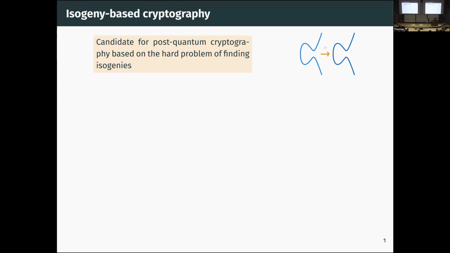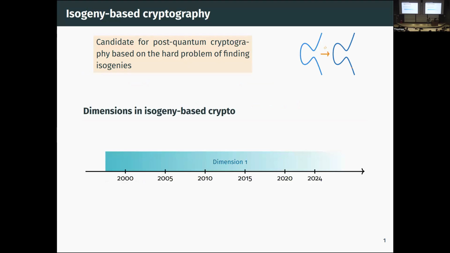Isogeny-based cryptography is one of the proposals for post-quantum cryptography, and its recent history has been quite turbulent, and lots of this has to do with our increasing understanding of higher dimensional isogenies. If we look at the dimensions used in isogeny-based cryptography from the start, most of the research actually focused on isogenies in dimension 1. And it was only a few years ago that people also got interested in the two-dimensional setting.